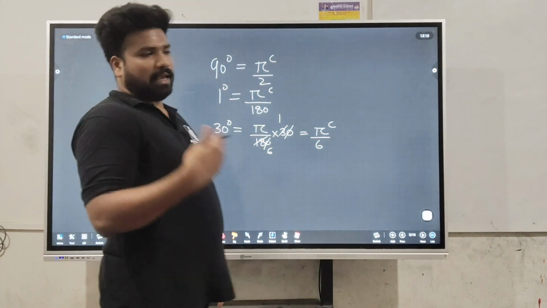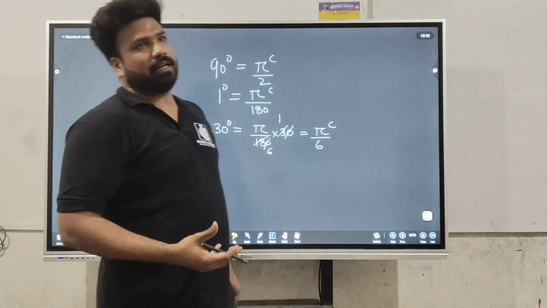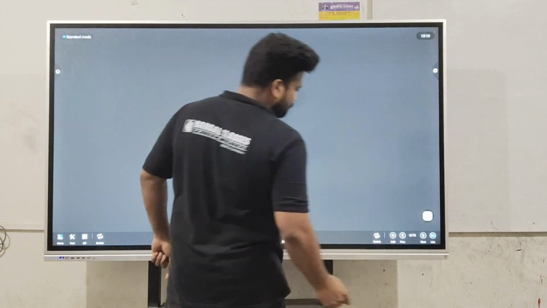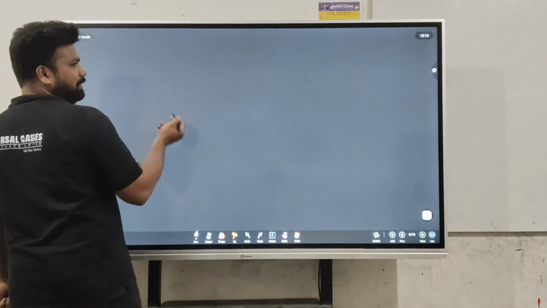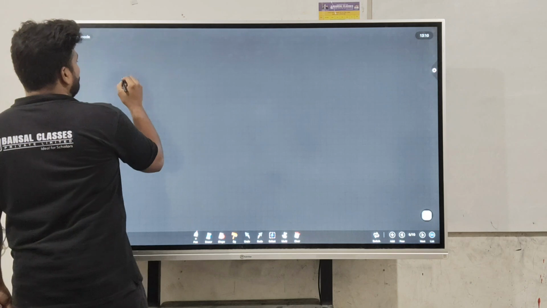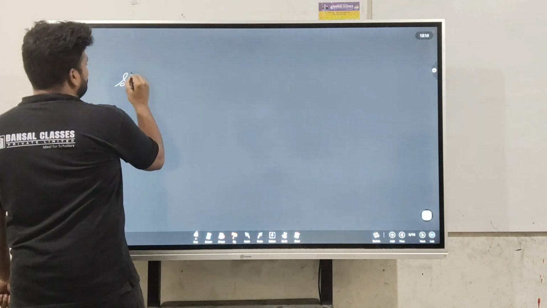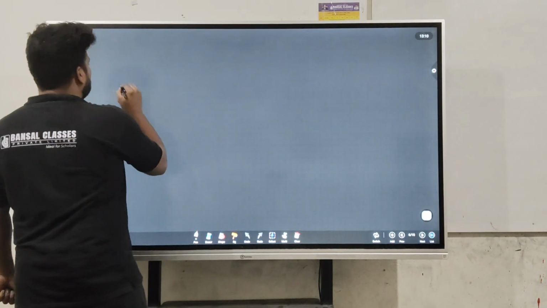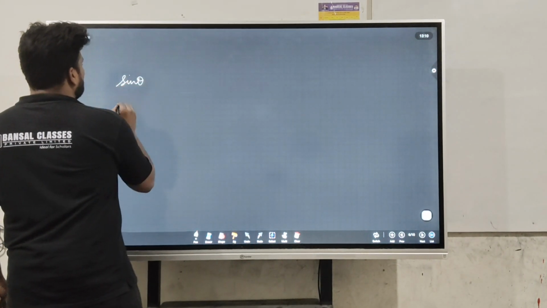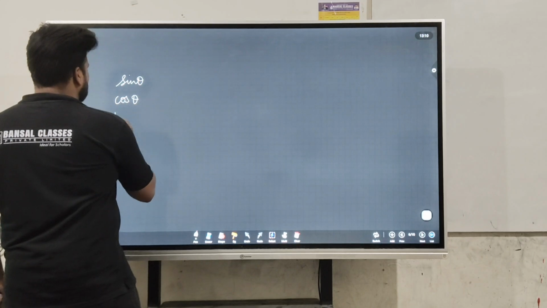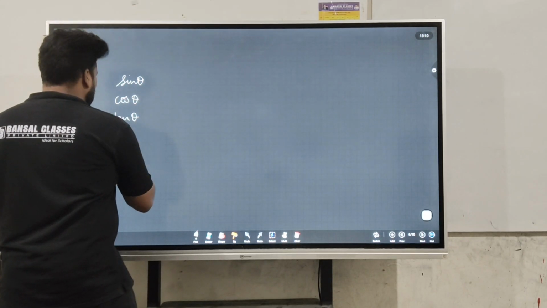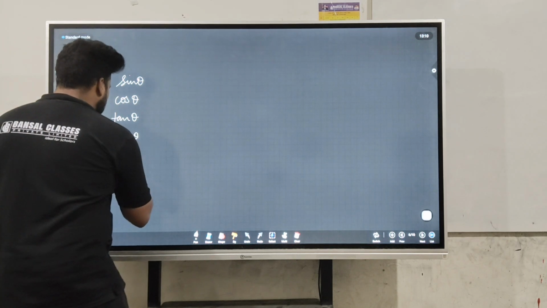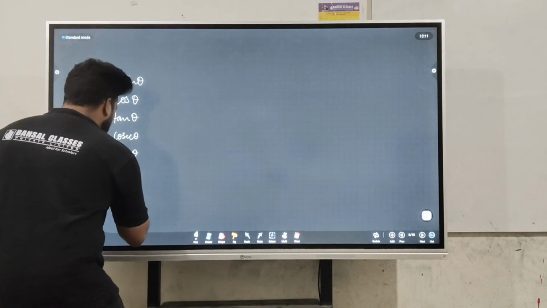Okay, and there are various angles to measure. In trigonometry, we study an angle table. So what is the angle table? I'm writing the different trigonometric ratios and the angles. This is sin theta, this is cos theta, this is tan theta, then cosecant, cosec theta, then secant, sec theta, and the last one is cot theta.